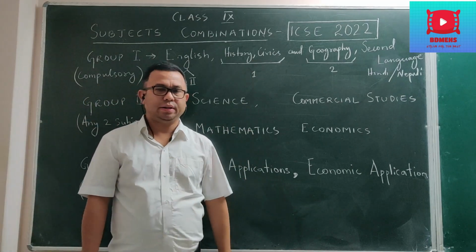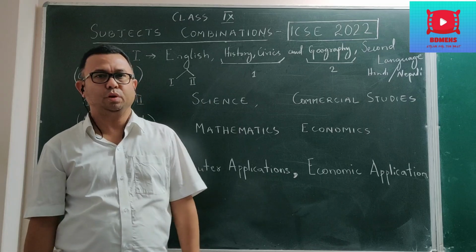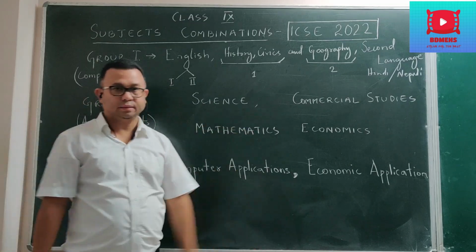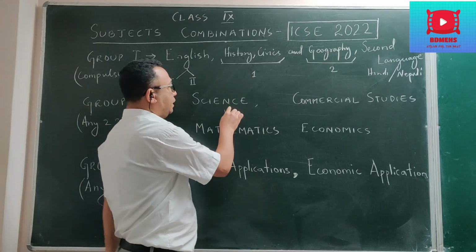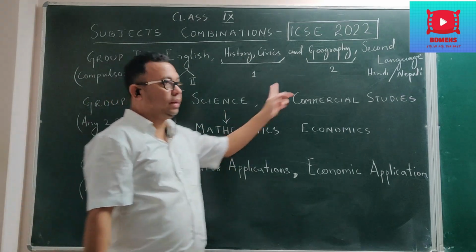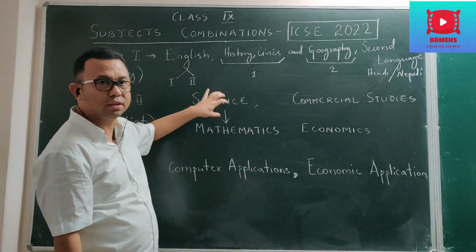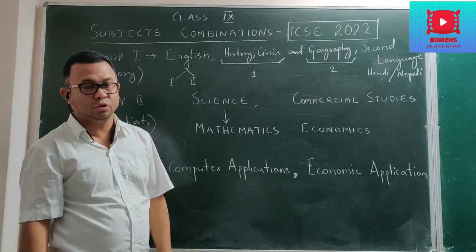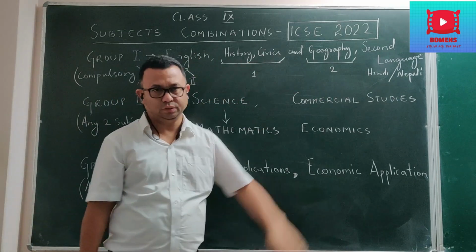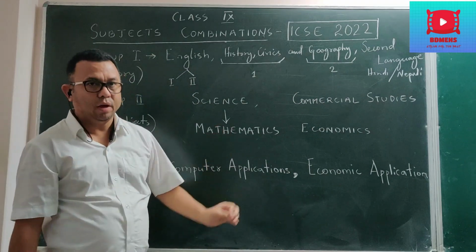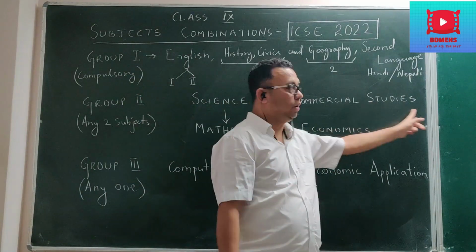I think many of you are already categorized as science and commerce. I think in your WhatsApp group, you know now which group you belong to. If you are in the science group, you have to take mathematics. A science student cannot take commercial studies, or a science student cannot take economics. So if you are a science student, you have to take maths. So altogether for a science student, you have 2 subjects here and there's 3.